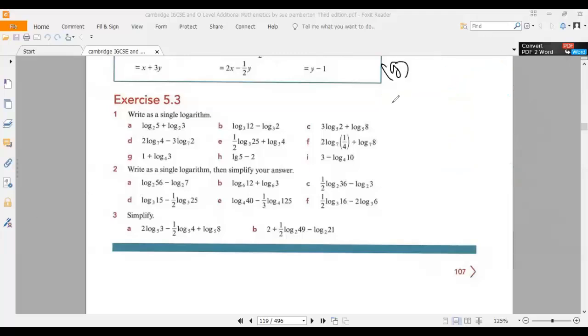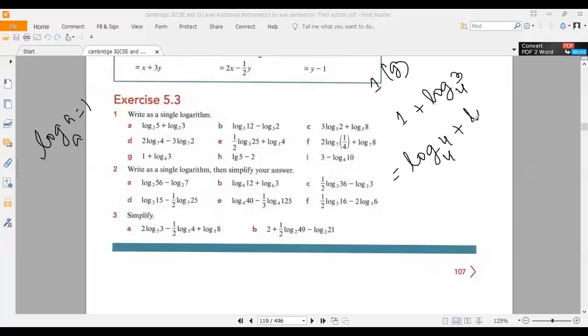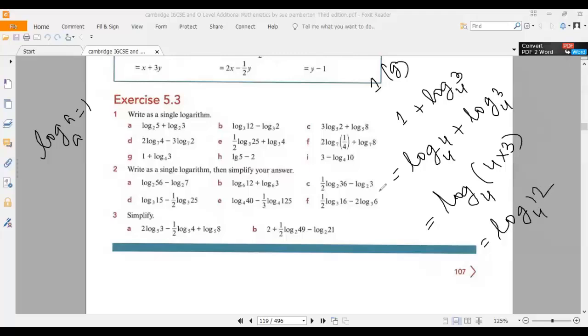Now number 1g. Number 1g says 1 plus log base 4 of 3. So we know that there is a formula, that is log base a of a equals 1. We can find out this formula from the exponential form. Since the other logarithm has a base of 4, instead of 1 we can write log base 4 of 4 plus log base 4 of 3. Since both bases are the same, we can write our answer in this way, that is log base 4 of 4 times 3. So that is the solution of 1g.